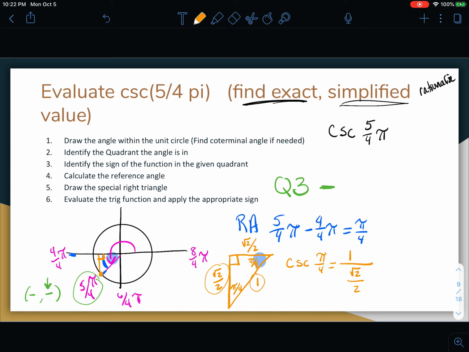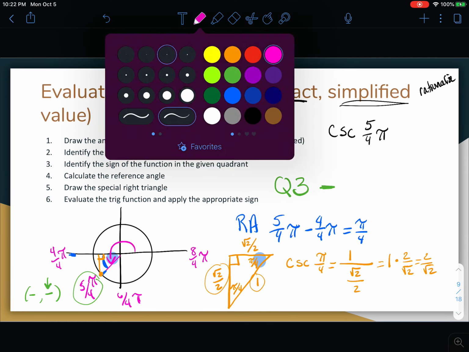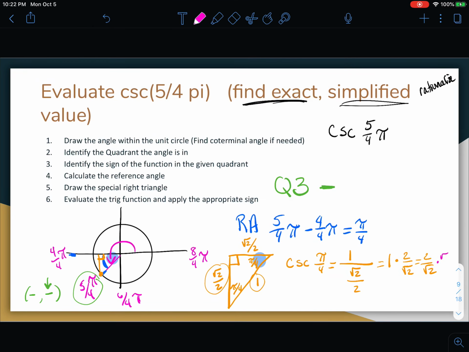If I'm dividing by a fraction, that's the same thing as multiplying by the reciprocal. So that's the same as saying 1 times 2 over radical 2, which is 2 over radical 2. And then, what a pain, we can't leave it like this, right? We need to rationalize. So this is a quick little step. It's not bad. Remember, we're really multiplying by a fancy number 1.